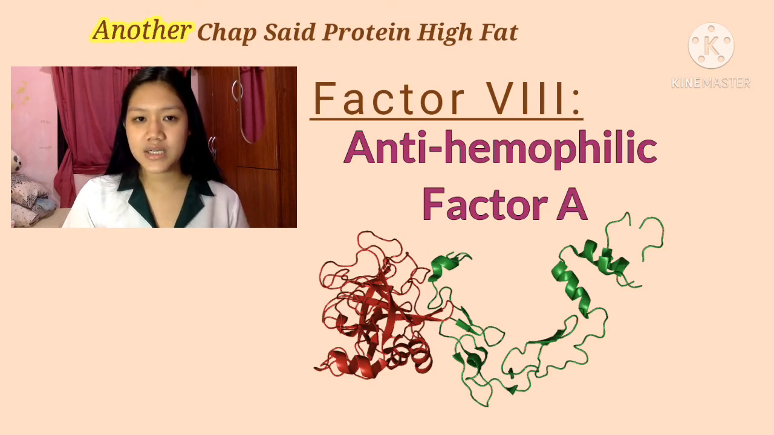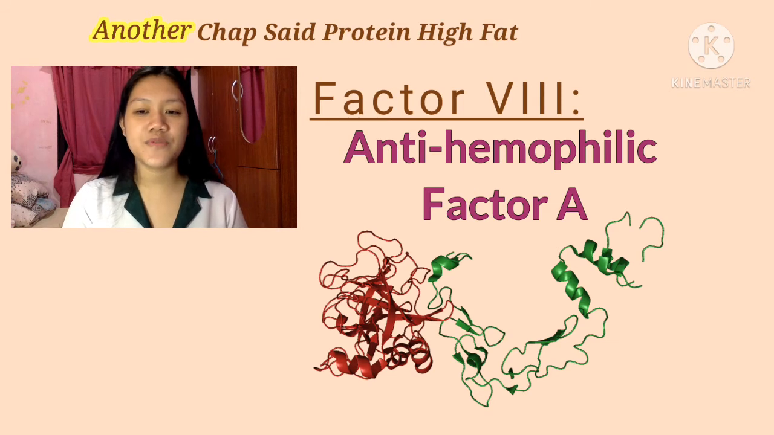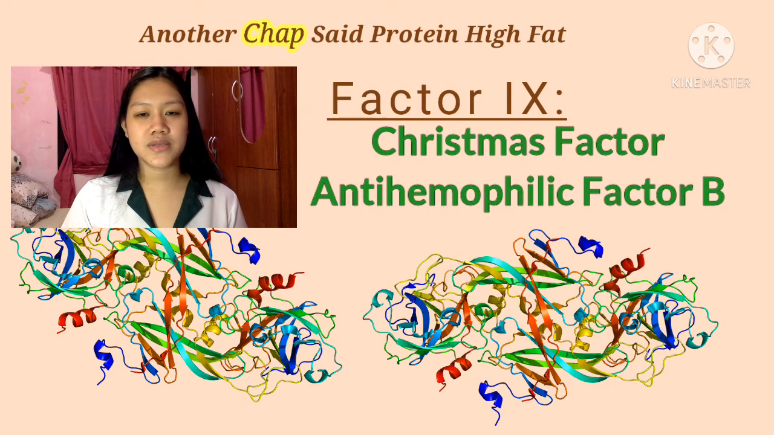Next, we have factor 8, which has the name antihemophilic factor A. In our mnemonics, it stands as another. It also has the function of cofactor. For factor 9, we have the common name Christmas factor or antihemophilic factor B. From our mnemonics, it stands as chap, from the word Christmas, with the first two letters CH. And it also has a function of serine protease.